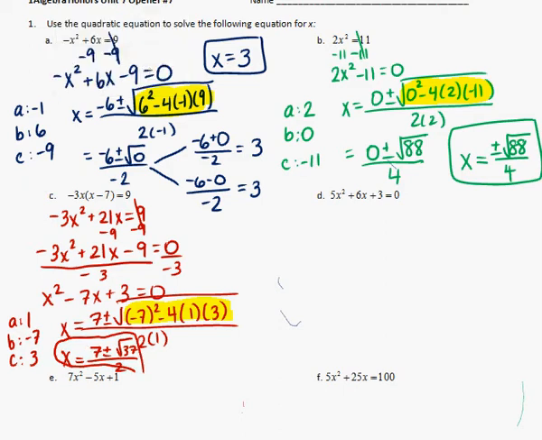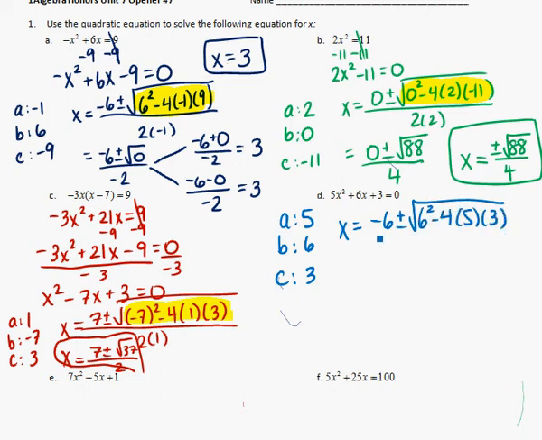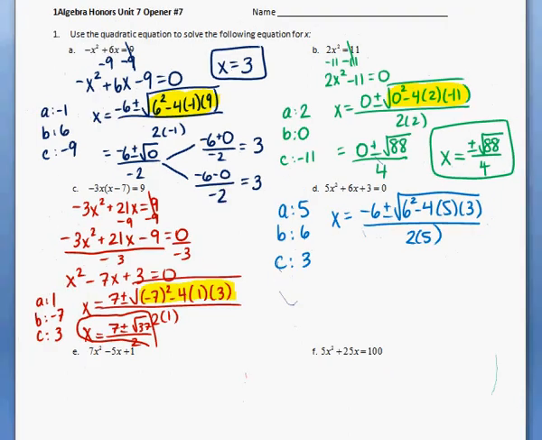Moving on to my fourth problem, I finally see that we have a quadratic equation that's exactly in the right form for using the quadratic formula. A is 5, B is 6, C is 3. X equals the opposite of 6 plus or minus the square root of 6 squared minus 4 times 5 times 3, all over 2 times 5. Once again, I'm going to do what's underneath the radical first.